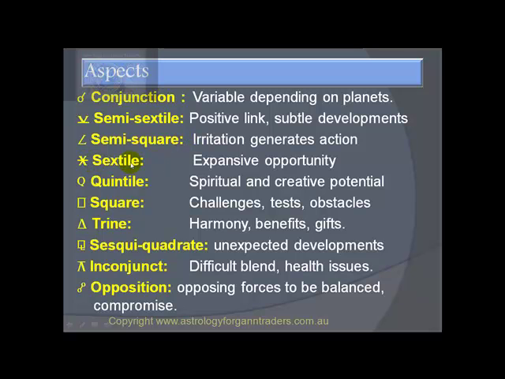Sextile is 60 degrees, which is expansive opportunity. Then we have the quintile, which is 72, spiritual and creative potential. And square, which is 90 degrees, challenges, tests and obstacles. The trine, which is 120 degrees, is harmony, benefits and gifts. And the sesquiquadrate, which is 135, is unexpected developments. The inconjunct, or quincunx as it's called, is 150, a difficult blend that can cause health issues. And lastly, the opposition, which is 180 degrees, opposing forces to be balanced, and there's a need for compromise.